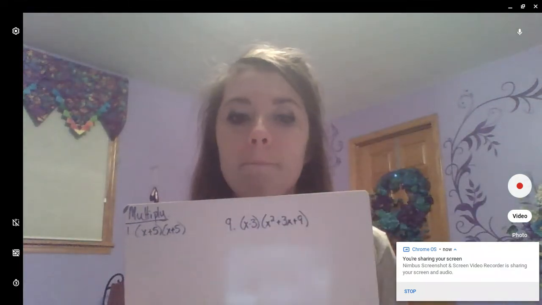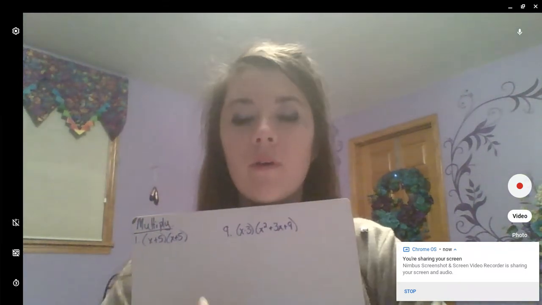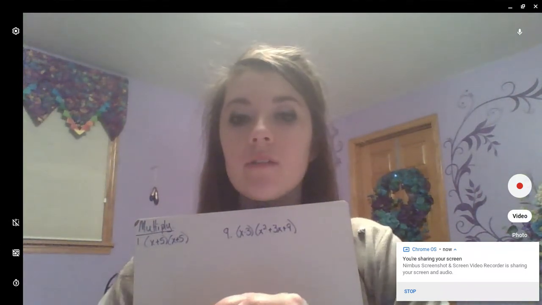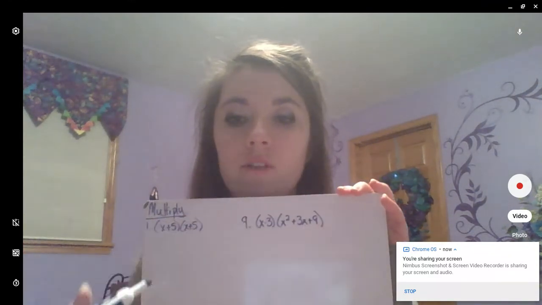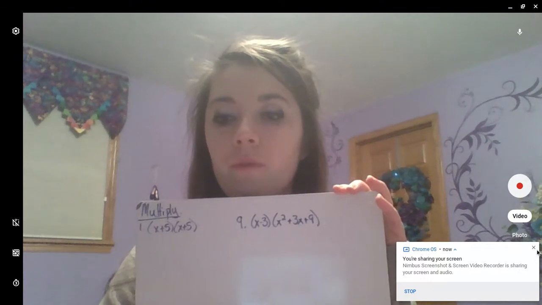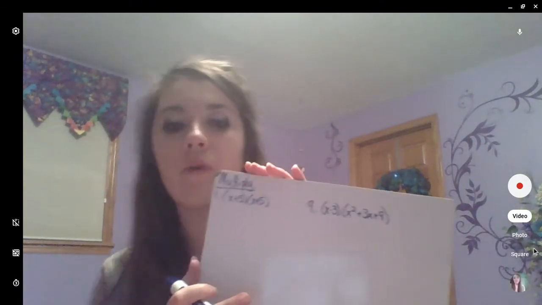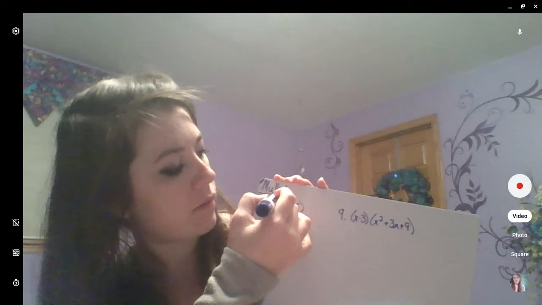For the first part of that, we're looking at multiplying. We're going to take two binomials and multiply them together, as well as a binomial times a trinomial. For the first one and for a bunch of these, you're going to be using FOIL.